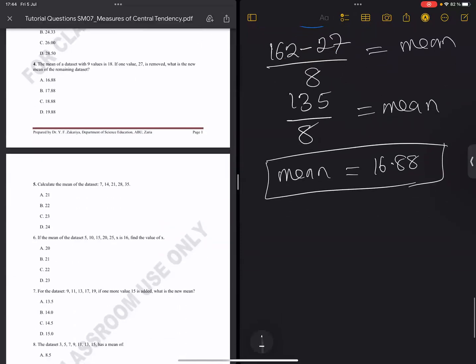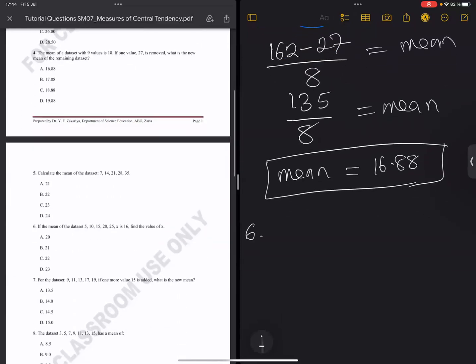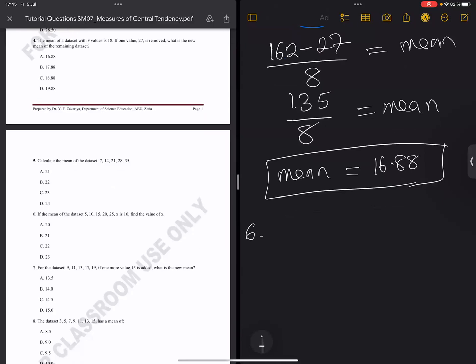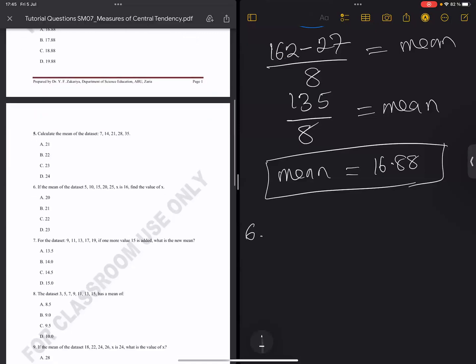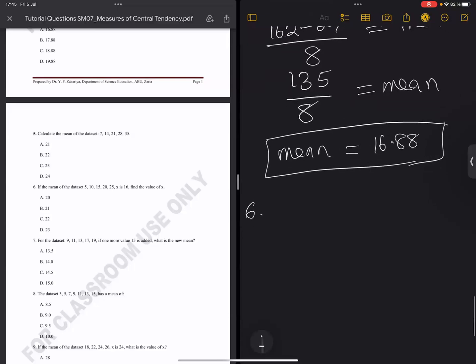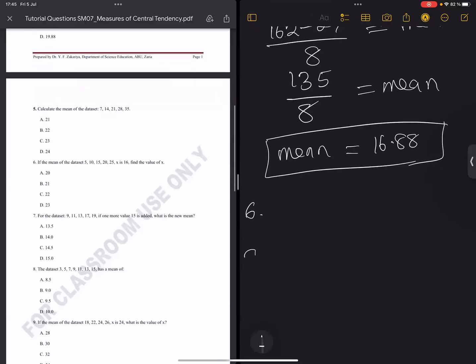That is problem number 6. It says, if the mean of the data set is 16, what is the value of X? I want to believe we should be able to do this to save our time, because we have worked about 3 examples on this now. So to save our time, I will leave this up to you to do by yourself. I don't know the right answer until I also work it out. So let's go to the next problem. Problem number 8.